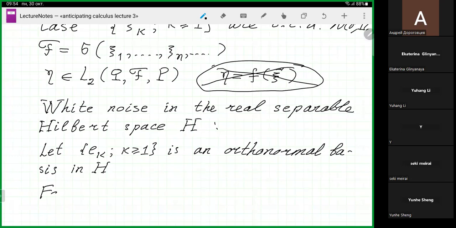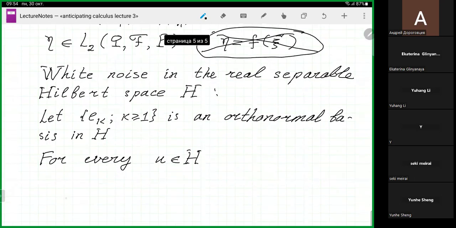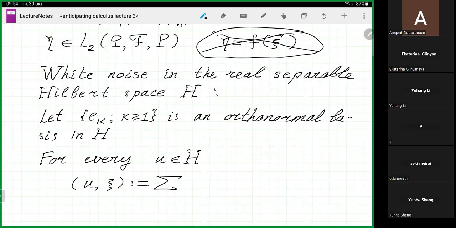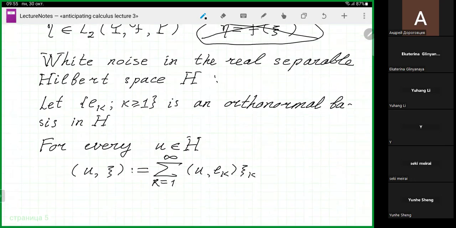Then let us define, for every element u belonging to H, u psi by definition equal to the sum from k equal 1 to infinity of (u, e_k) xi_k. Let us note that this series converges.